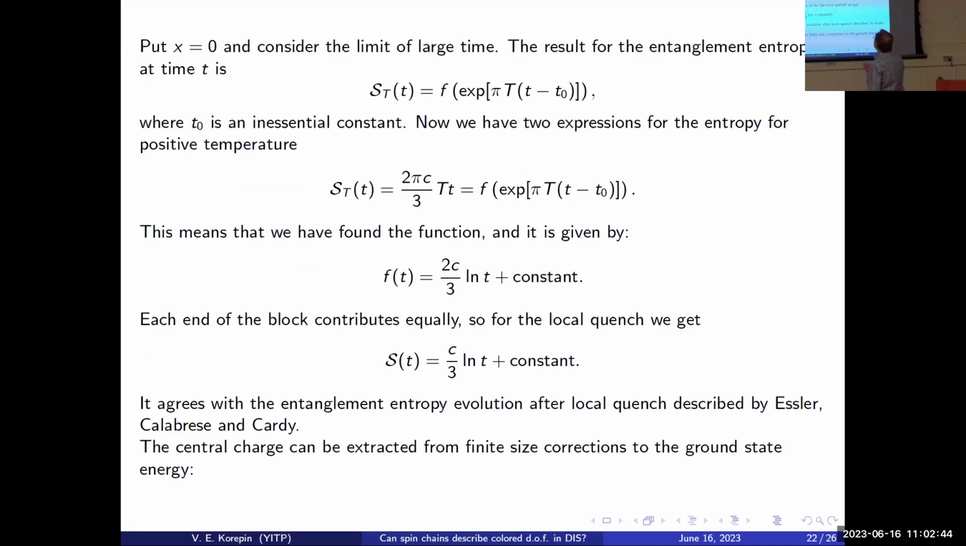And then this is my entropy, an unknown function of the argument, which is the exponent of t, and I know that this function is a linear function of t. So what kind of function might this be? Probably a logarithm, because if I take a logarithm of the exponent, I get a linear function. That's a functional equation. So at zero temperature, entanglement entropy depends logarithmically on time. Okay. And then C is the central charge, plus some constant that we will fix momentarily.